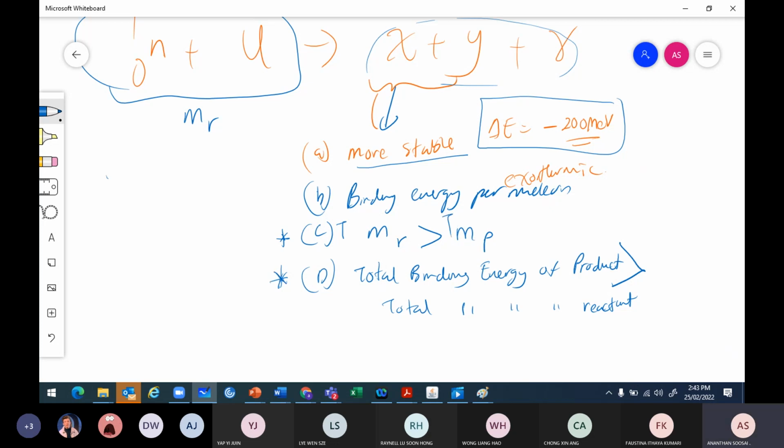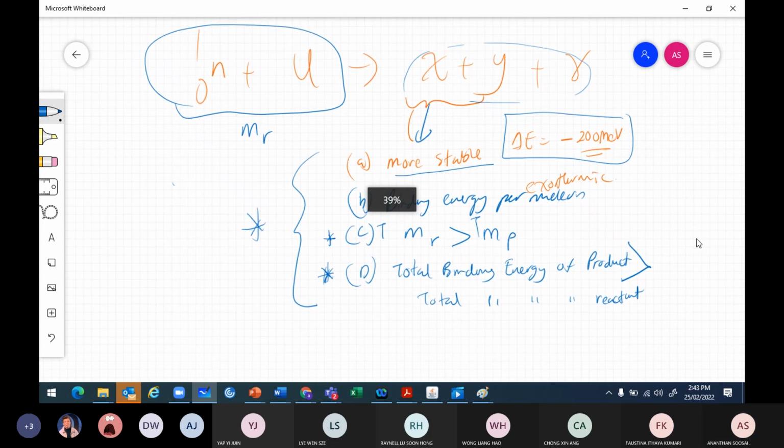And finally, you should know the total binding energy of the product should be higher than the total binding energy of the reactant. Please include this in your notes, something like a summary. This only happens for an exothermic process, if the nuclear process is exothermic. Any questions from here?